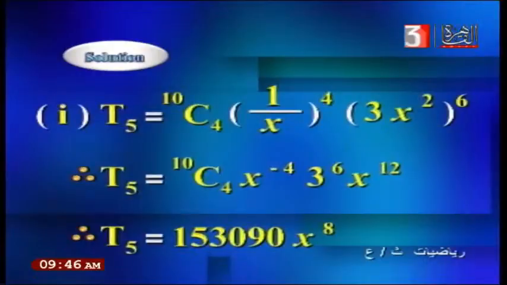Don't forget, if the answer required is the coefficient of T5, coefficient of T5 means 153,090. But the value of the fifth term is 153,090 x power 8.